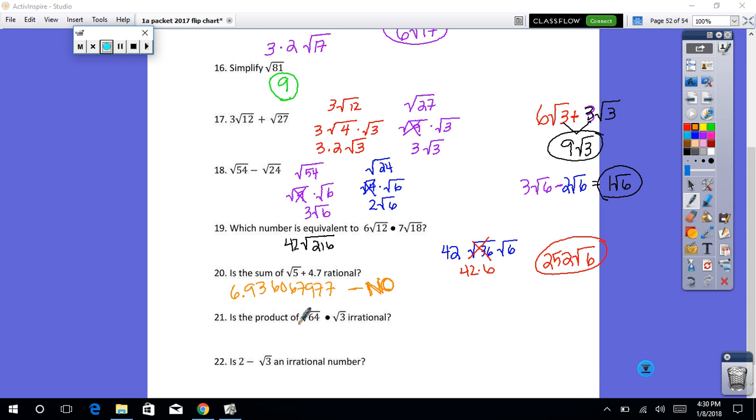Okay, so we're going to do the same thing with this one, except it is multiplying. Okay, so the square root of 64 times the square root of 3. That gives us 13.856400646. Okay, so again, that is irrational. Okay, the question is it irrational? Yes, it is irrational.